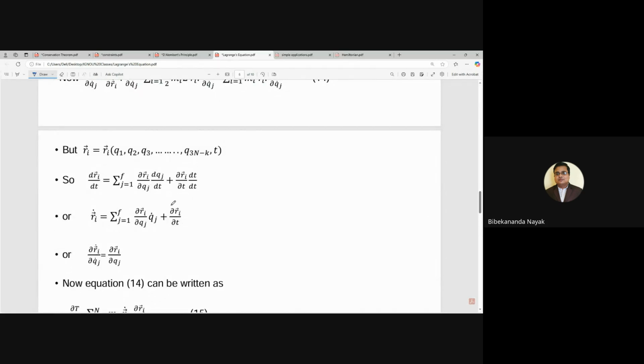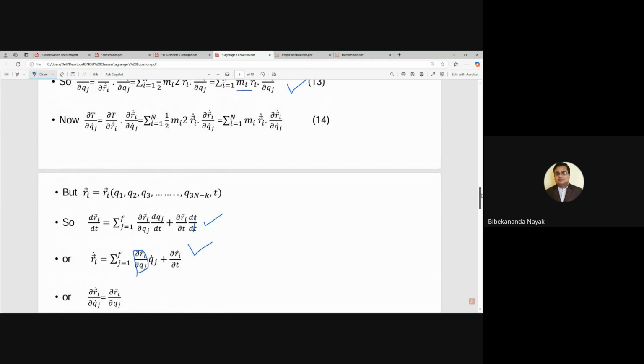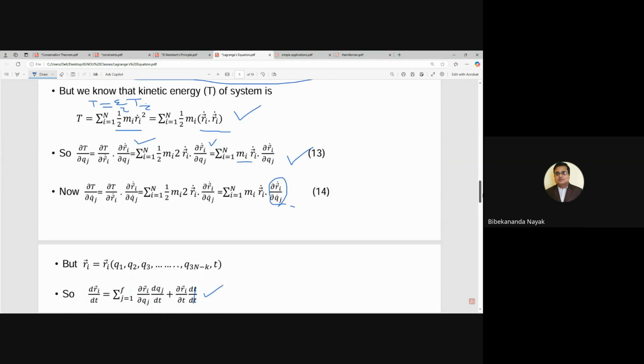Also using this formula we can show that Ri is a function of this. So dRi/dt is equal to the sum over j of ∂Ri/∂Qj into dQj/dt, plus ∂Ri/∂t into dt/dt. It will leave only ∂Ri/∂t. So ∂Ṙi/∂Q̇j is how much? ∂Ri/∂Qj. So the dot will cancel. ∂Ṙi/∂Q̇j is the same as ∂Ri/∂Qj. So I write that ∂Ri/∂Qj.